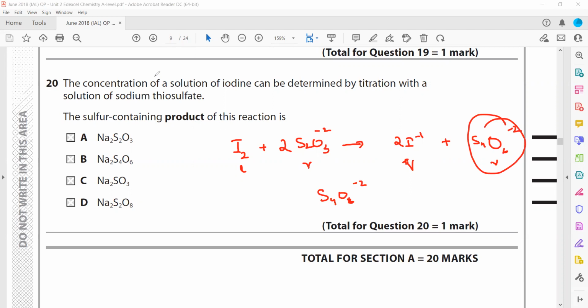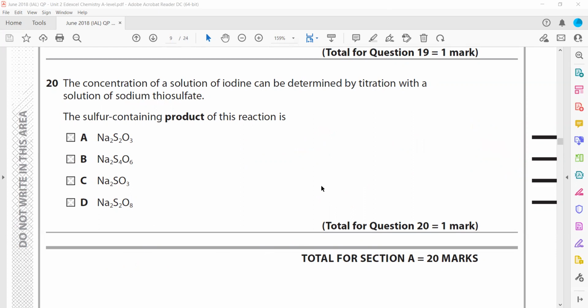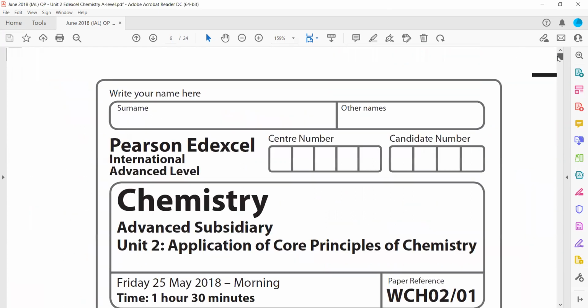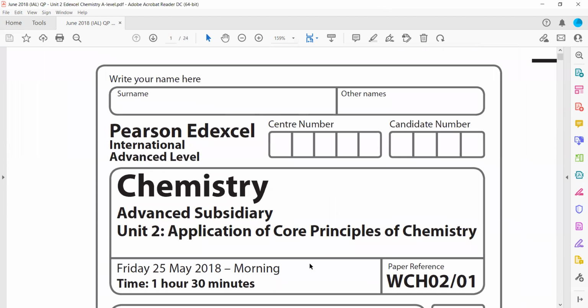So overall, if sodium thiosulfate is used, the reaction between them will be iodine plus Na2S2O3 gives 2 iodide ions and produces Na2S4O6. So Na2S4O6, B will be the right answer. So this was the exam paper from June 2018.